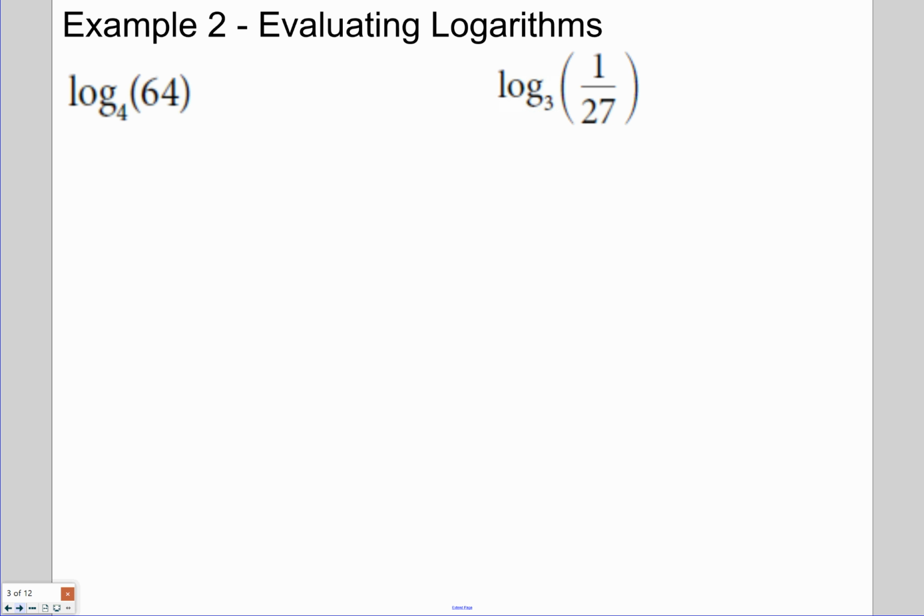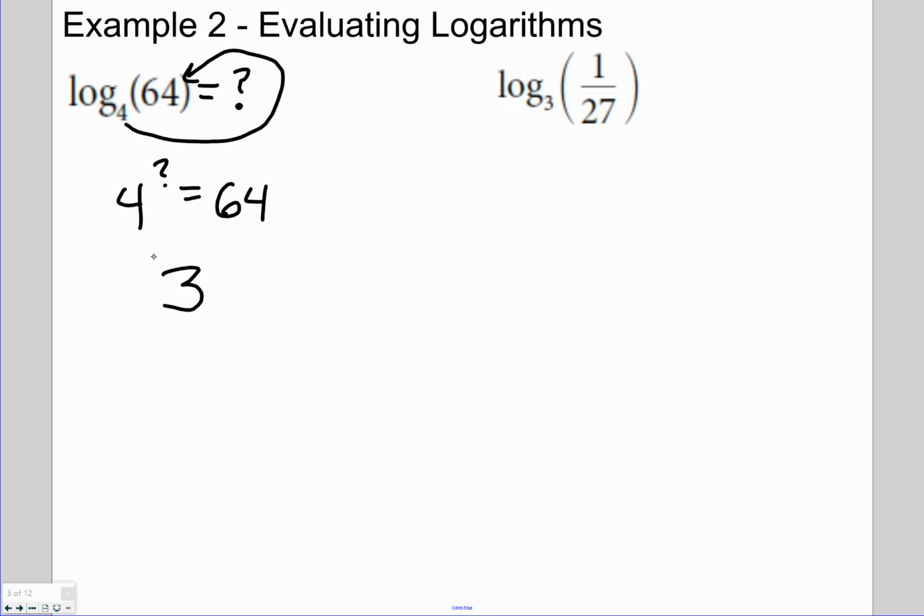Now, let's try to evaluate these. What I tell students to try is to set it equal to a question mark. Ultimately, these are logarithms, and a logarithm is just an exponent. So if I swoop this, it's going to be 4. So what power gives me 64? So what's the exponent that makes that true? It's 3. 4 cubed is 64. So what is the log base 4 of 64? It's 3. You're looking for the exponent.